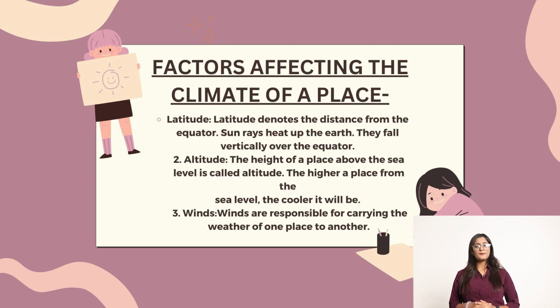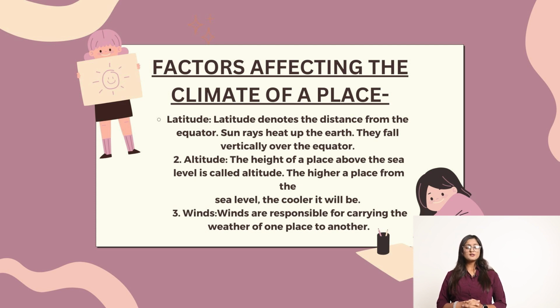Factors affecting the climate of a place. Latitude. Latitude denotes the distance from the equator. Sun rays heat up the earth. They fall vertically over the equator. Altitude. The height of a place above the sea level is called altitude. The higher a place from the sea level, the cooler it will be.